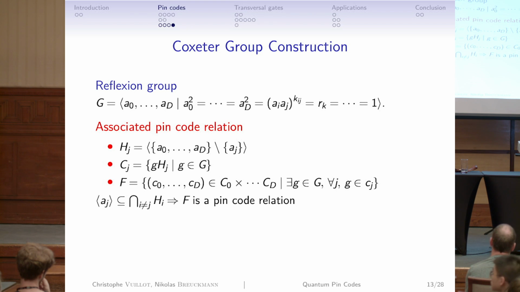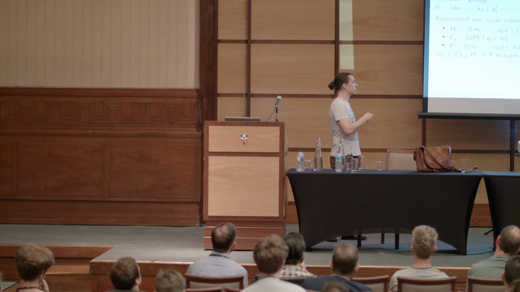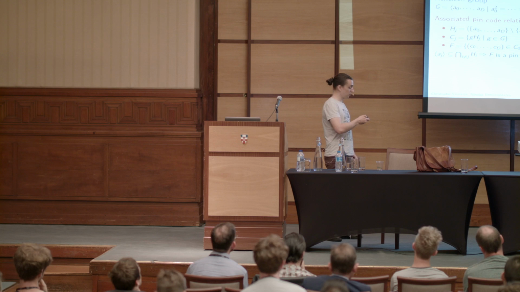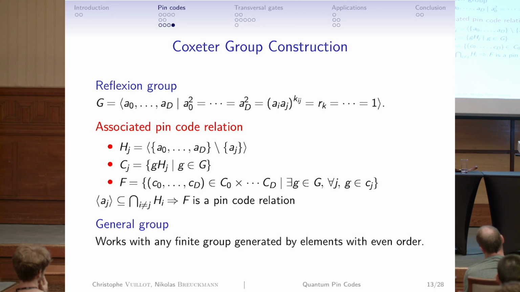which have been classified. So they are the groups of symmetries of these lattices, and you can find only the lattices that are correctly colorable. And there's a prescription then to define the code in terms of the cosets of this group. So I'm going to skip a bit quickly on this. But basically, you can do exactly the same thing for some wilder groups. So if you are any finite group generated by elements with even order, then you can do a similar construction and get a pin code relation.